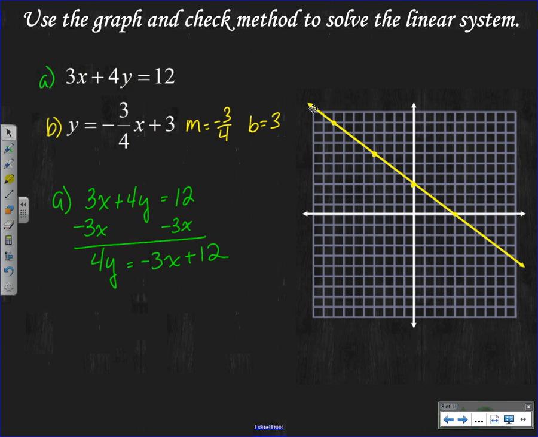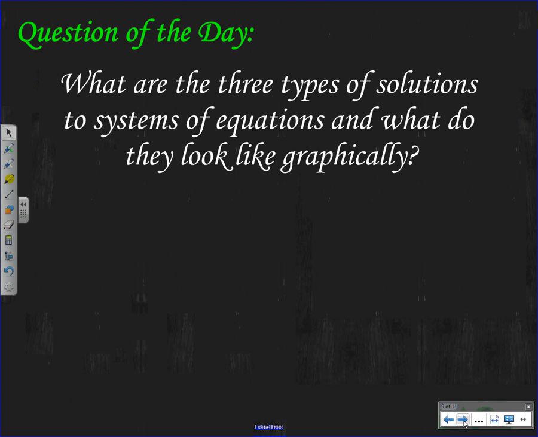Finish graphing the first part of this equation, put it on a graph, bring it in to me tomorrow. Tell me what the answer is. So you've got 2 problems you need to give me the answer to, along with our question of the day. Good. So, speaking of our question of the day, what are the 3 types of solutions to a system of equations, and what do they look like graphically?